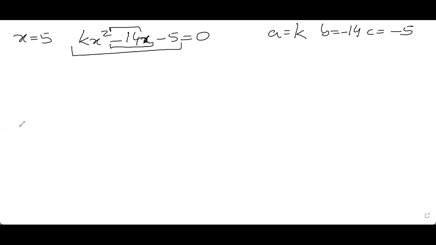And it says x equals 5 is a root. Now if x equals 5 is a root, that means if you substitute the value 5 in place of x, then the polynomial will become 0. That is, in place of kx square we will write k into 5 square, minus 14 into 5, minus 5 equals 0. Because it says this is a root.